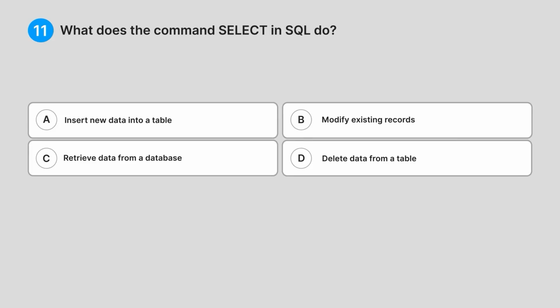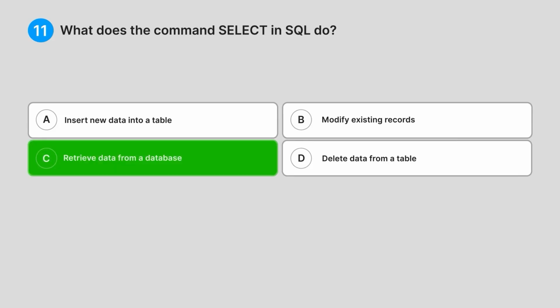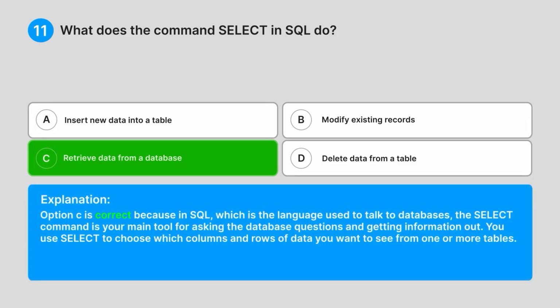Correct answer, C. Retrieve data from a database. Explanation. Option C is correct because in SQL, which is the language used to talk to databases, the select command is your main tool for asking the database questions and getting information out. You use select to choose which columns and rows of data you want to see from one or more tables.